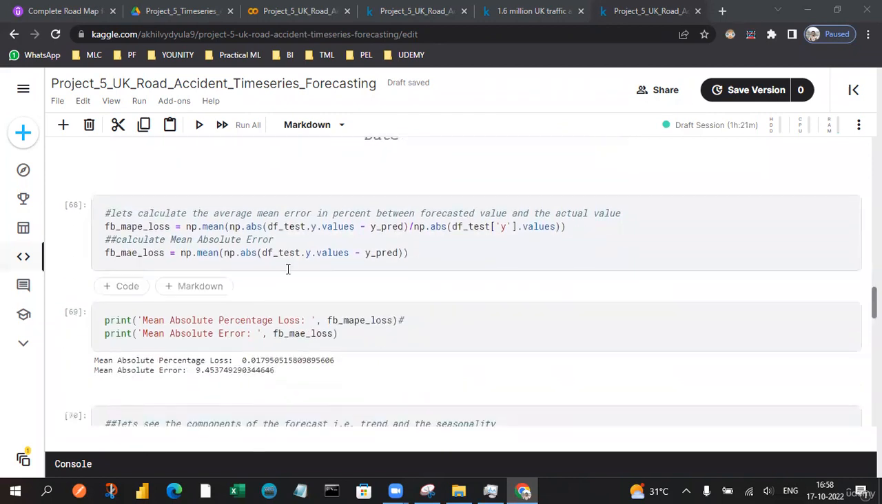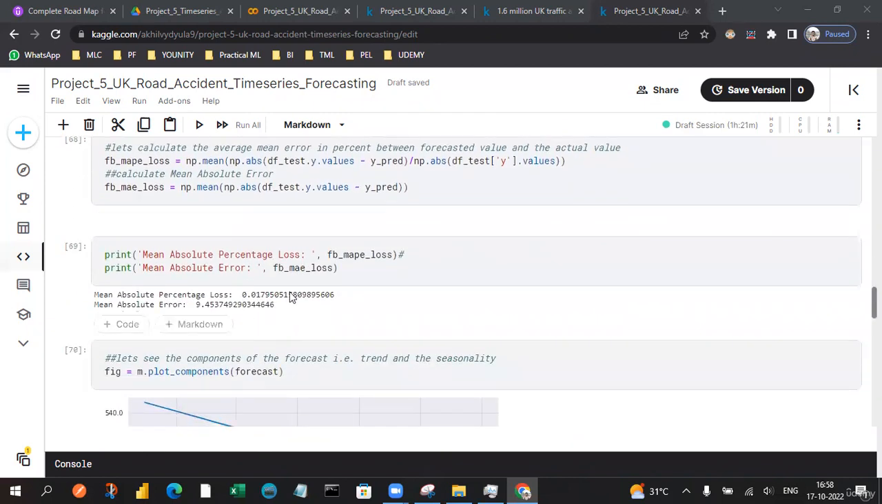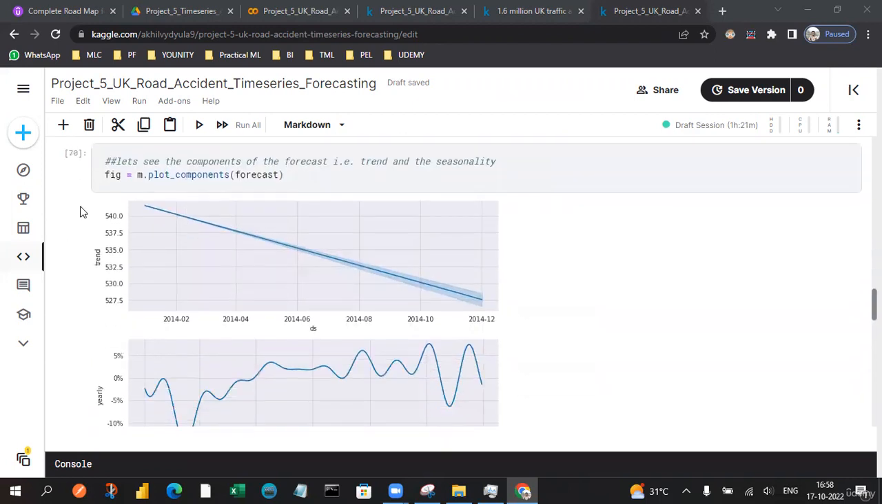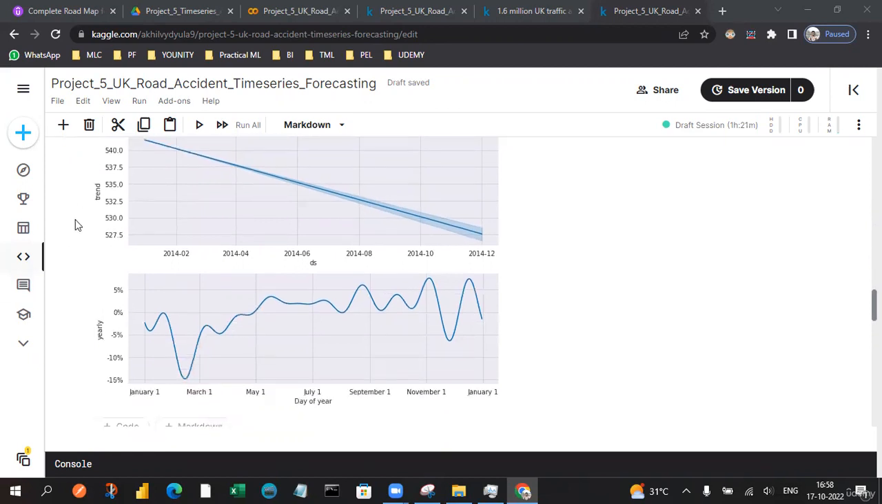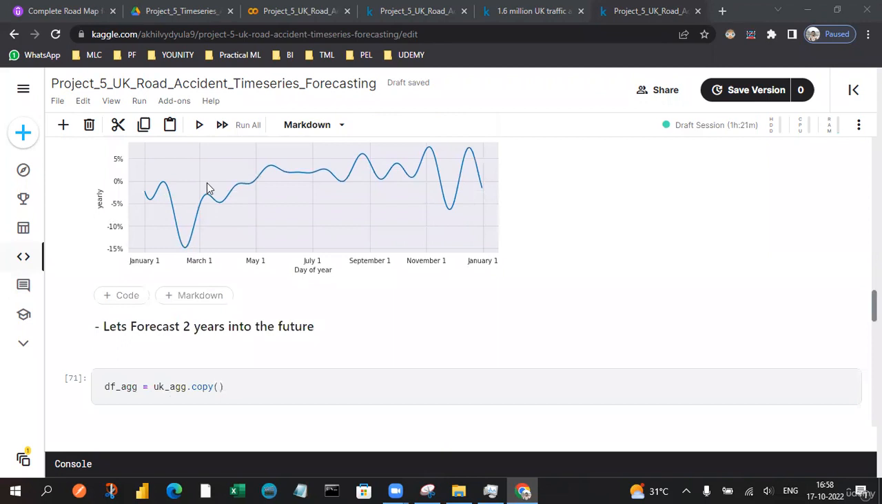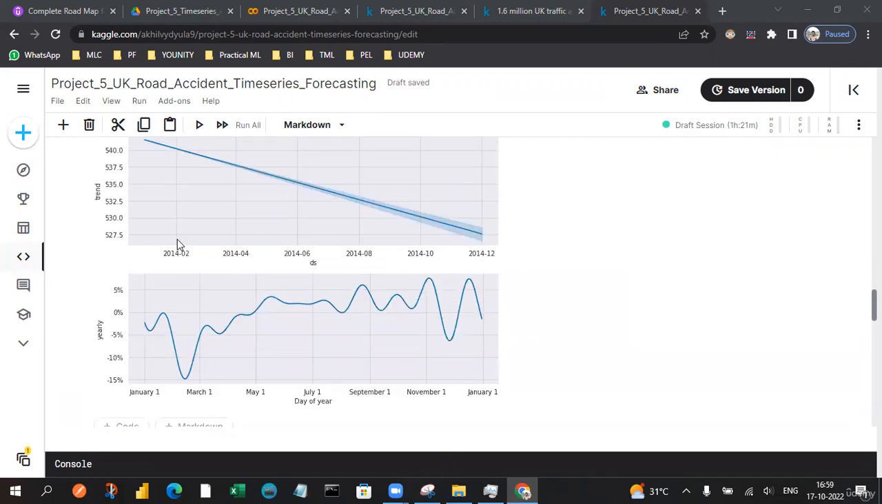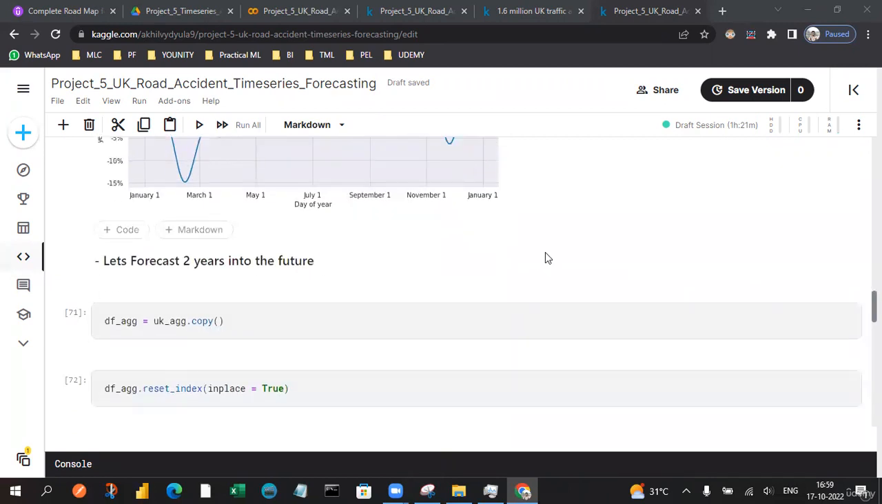In the data sets, the mean absolute value is also very low, and the percentage is very low, but the error is very high when compared. Let's also see the trend and seasonality, how that is going to happen. This complete data set is from 2014 onwards. The trend is slightly decreasing, along with the March, May, and January values. The yearly trend is increasing, while monthly it is decreasing.